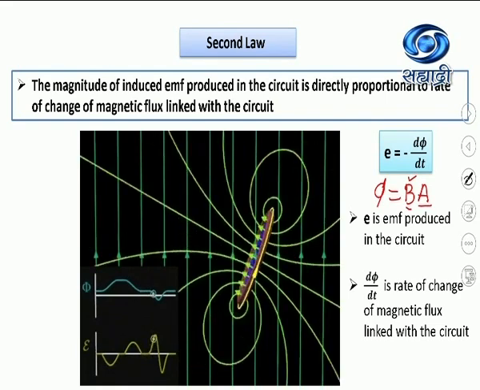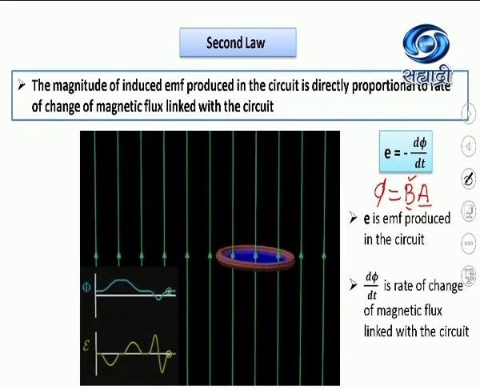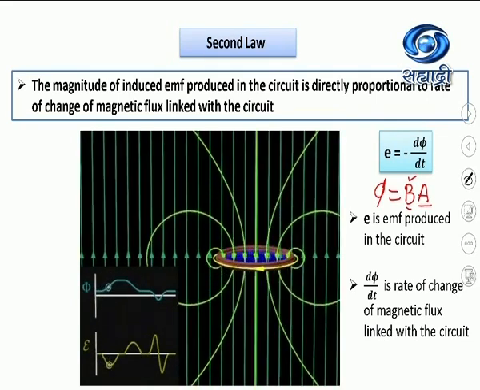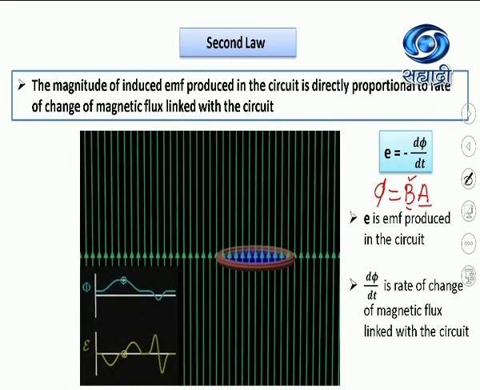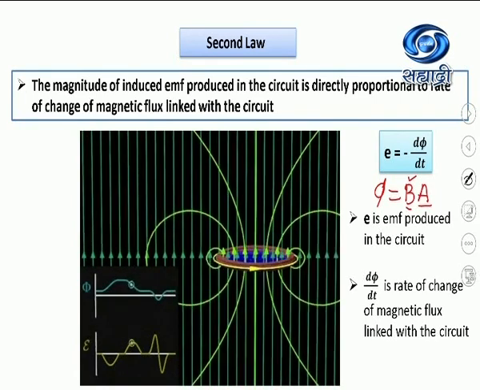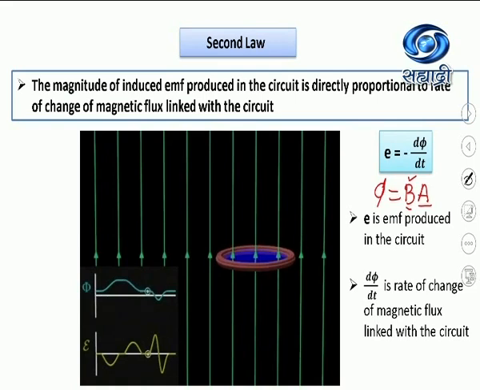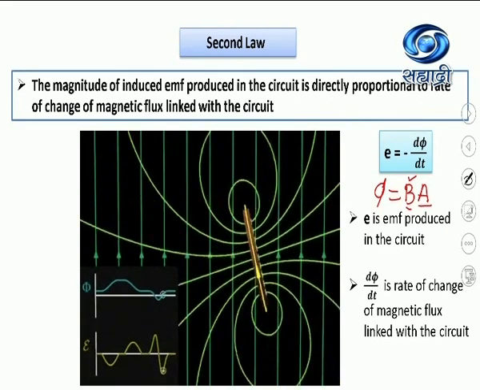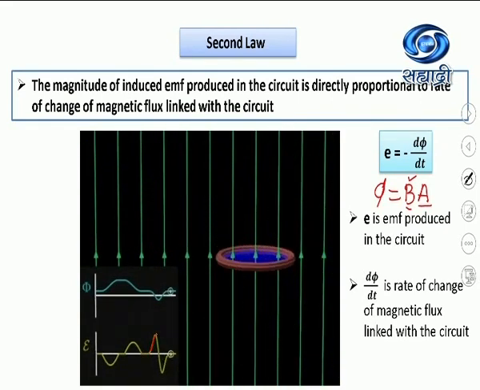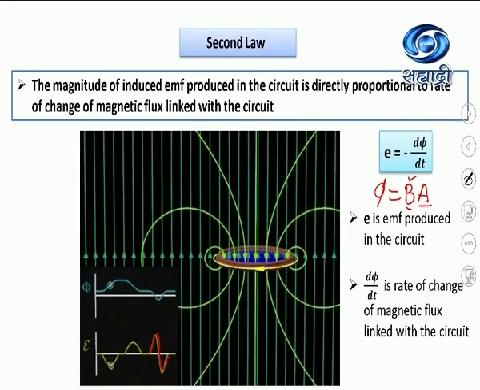So here, another way to change the flux is to rotate the coil. Here the coil is being rotated. When the coil rotates, the area of the coil in the magnetic field changes. Due to that, the flux associated with the coil changes, and due to that there is EMF induced in the coil. So here we can see that the coil is rotating, due to which the area changes, and due to that EMF is generated in the coil, and it is a sinusoidal EMF that can be seen here.